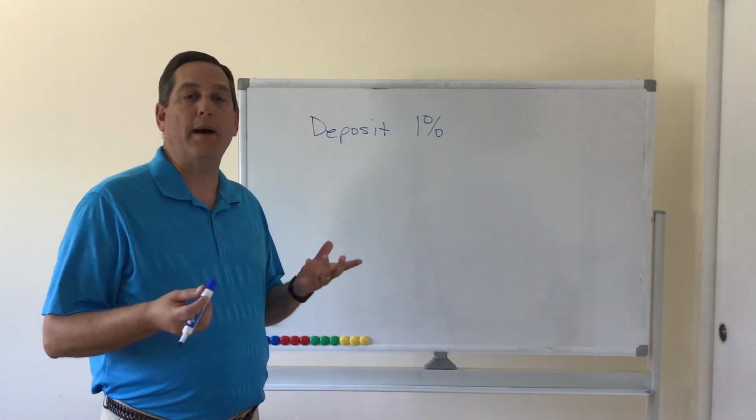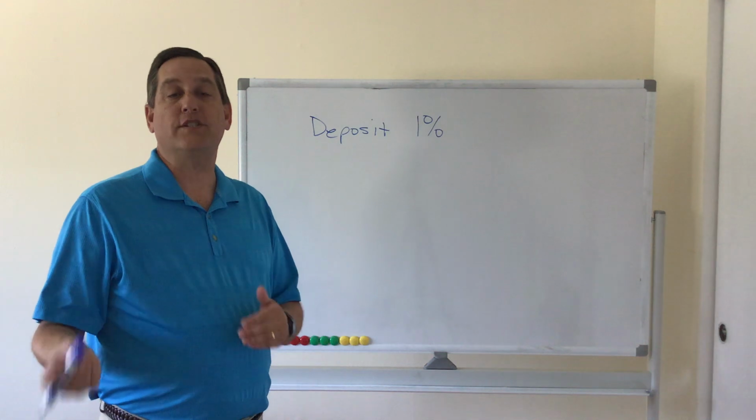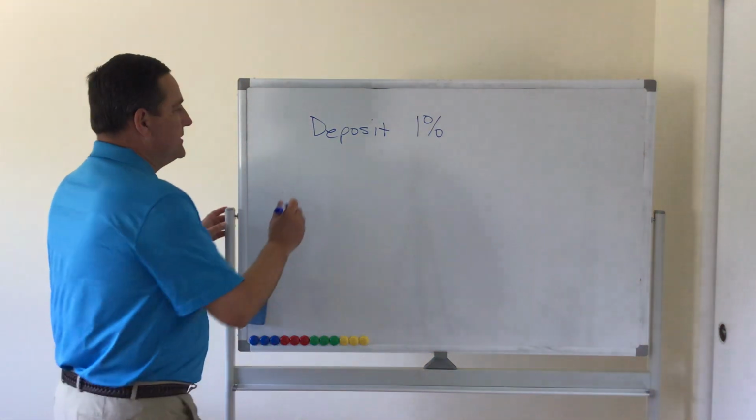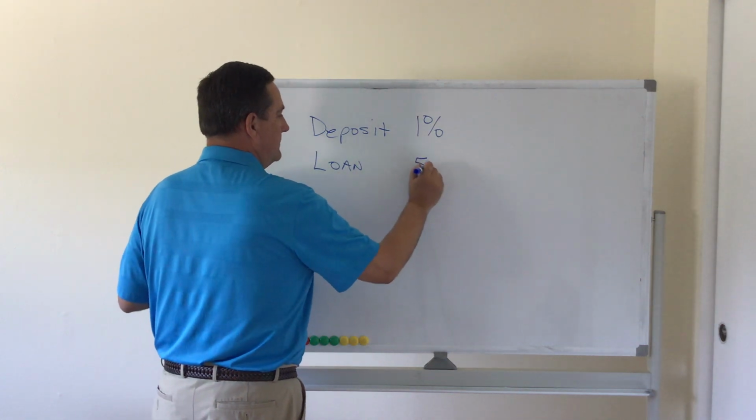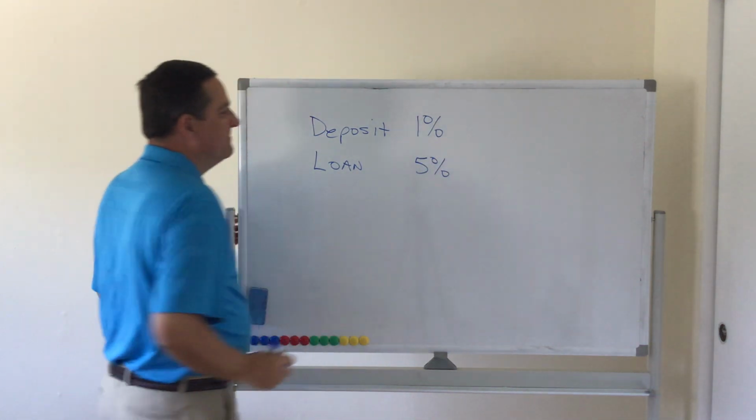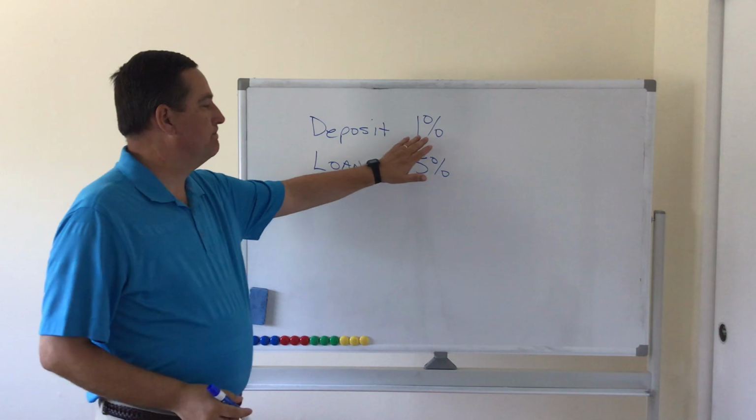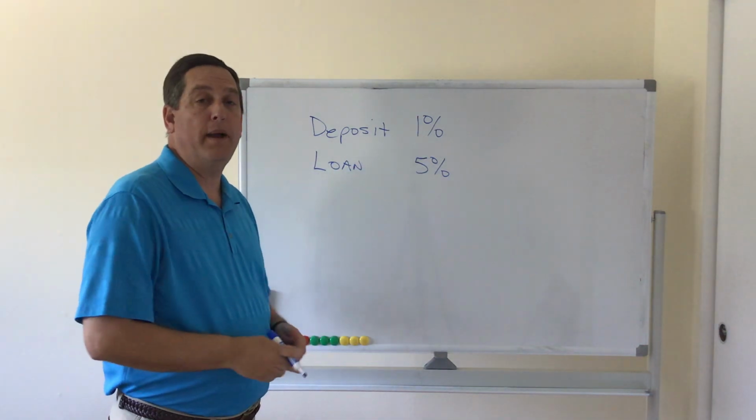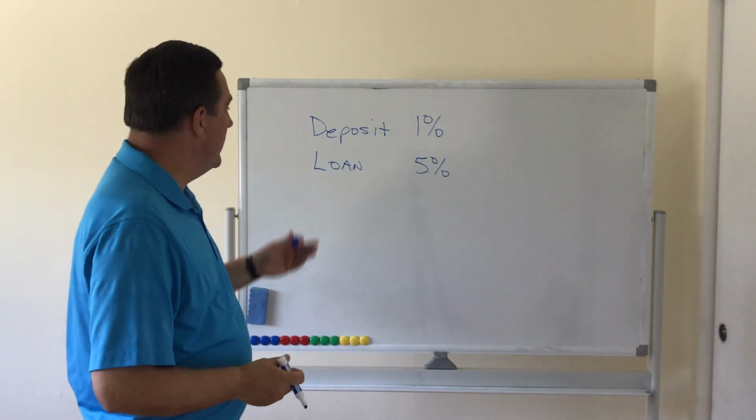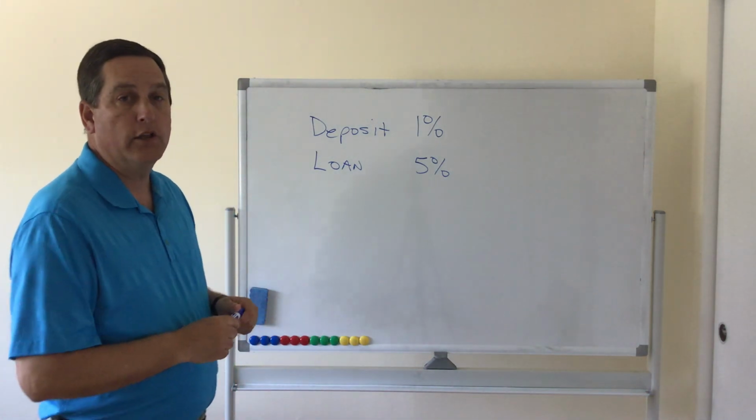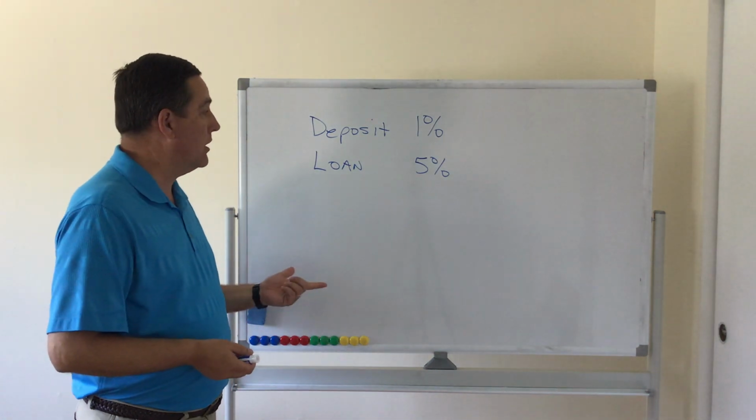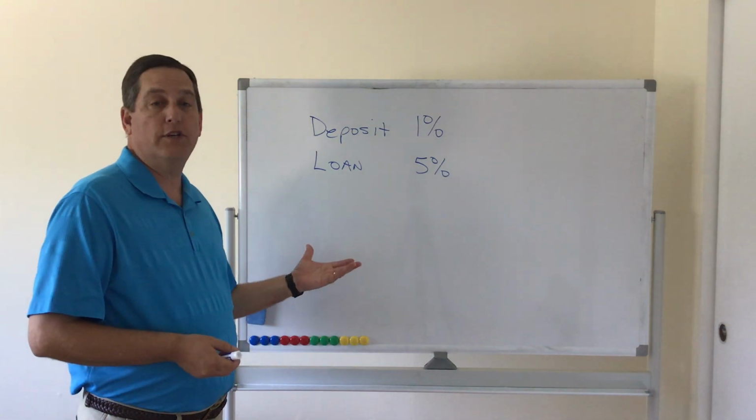What do they do with that money? Well, they turn around and they sell it. They sell it in the form of a loan. You put the money in the bank, they pay you 1% for it. Then you turn around and you buy the money back from them when you get a loan to buy a house or a car or a college education.